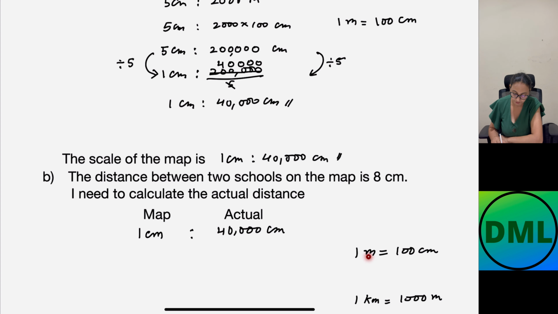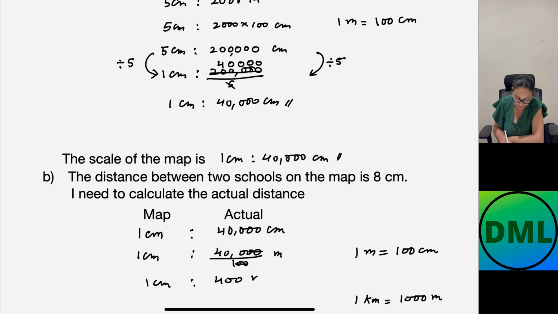We know that 1 meter is equal to 100 centimeters. I'm going from smaller unit to bigger unit. Centimeter to meter, I have to change it. That means I need to divide it with 100. Let's do it here. 1 centimeter is to 40,000 over 100 meter. 2 zeros got cancelled with 2 zeros. Your answer will be equal to 1 centimeter is equal to 400 meters.